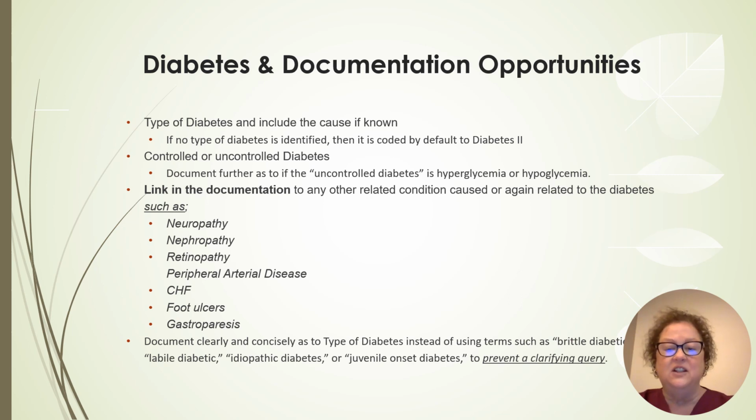So again, let's just get ahead of the game. It will save you time if we can document with specificity the type of diabetes, if it's controlled or uncontrolled, and link it saying that the nephropathy is due to diabetes type 1 or whatever. But please be clear and concise.